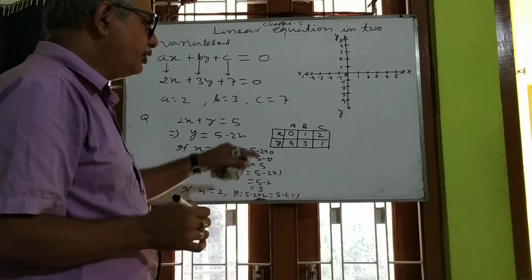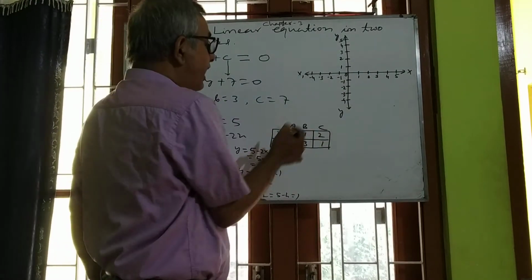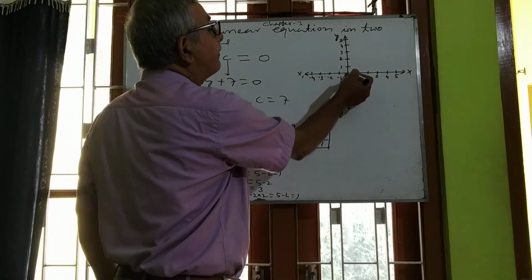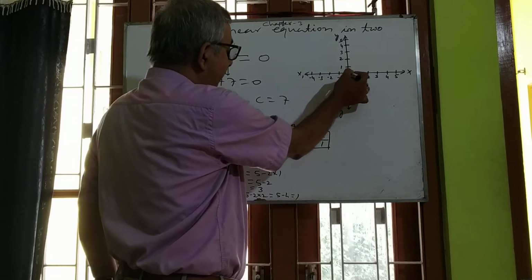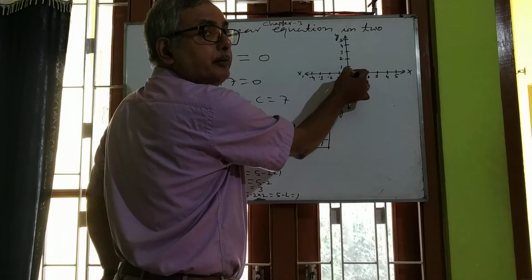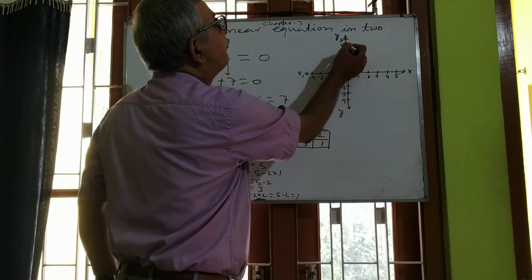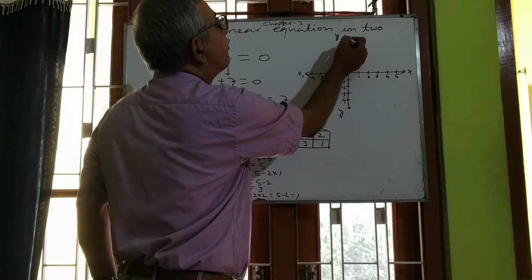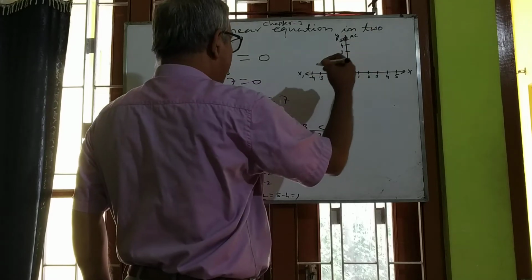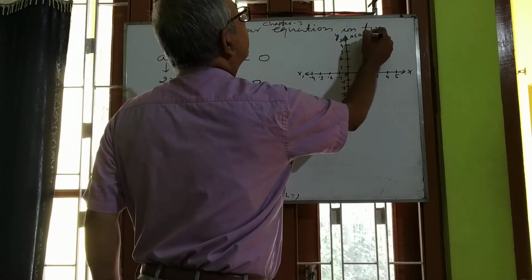Now, where will you put the point? You see x is equal to 0. X is equal to 0 means you take on the x-axis. Where is 0? Here. Clear? And y is equal to how much? 5. So you have to move up. Y is equal to 5 means 1, 2, 3, 4, 5. This is the point A. And what is the coordinate of this point? 0 and 5.